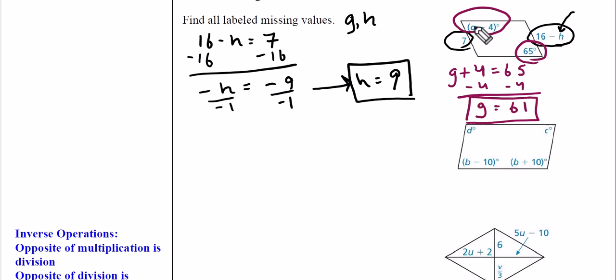Now, we're not saying that this is 61 degrees. We know that this is 65 degrees because it's an opposite angle. What we're saying is the value of g has to be 61 degrees. So if you were to take the 61 and plug it back into here, 61 plus 4 gives us the 65 degrees, which is equal to this 65 degrees. So we're done with that one.